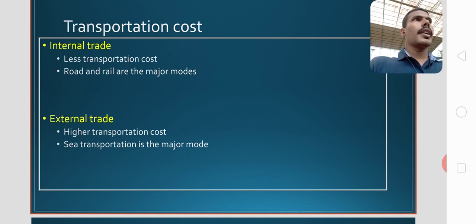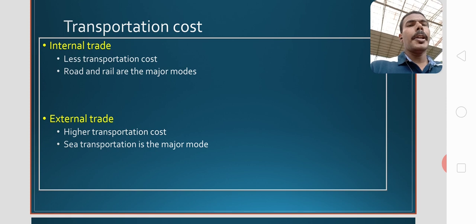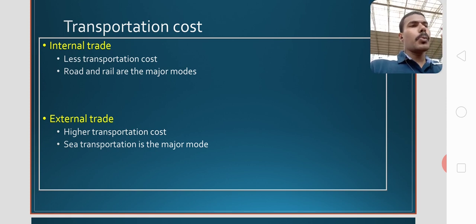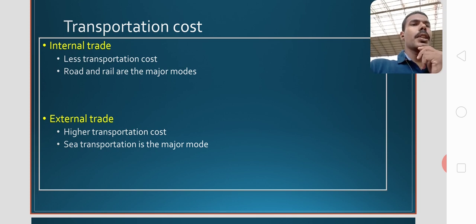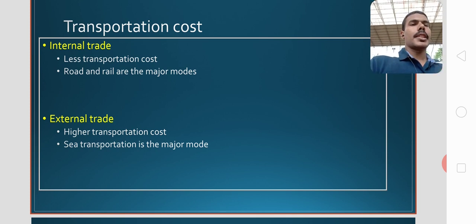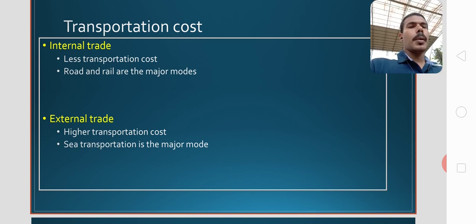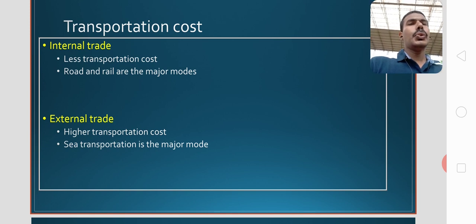Transportation cost will be higher since the distance is too high, and sea transportation is a major mode of transportation. In certain cases, air route is also used for bringing commodities like vegetables, fruits and medicines. So for these kinds of commodities that need to be transported quickly, air transport will be used. So transportation cost is too high for external trade compared to internal trade.